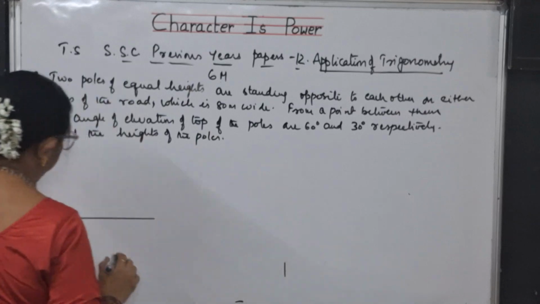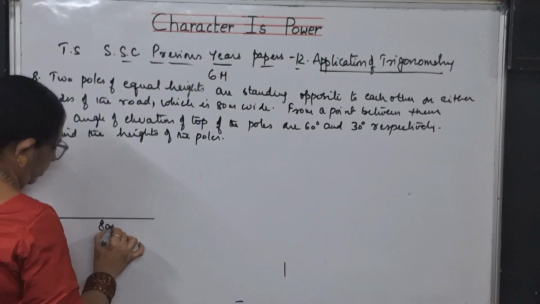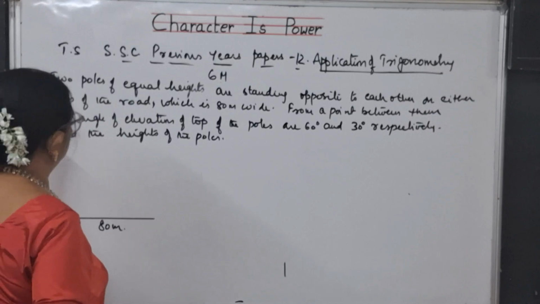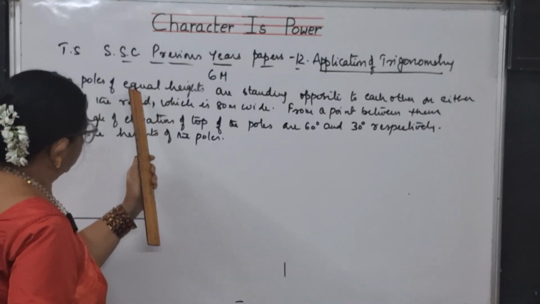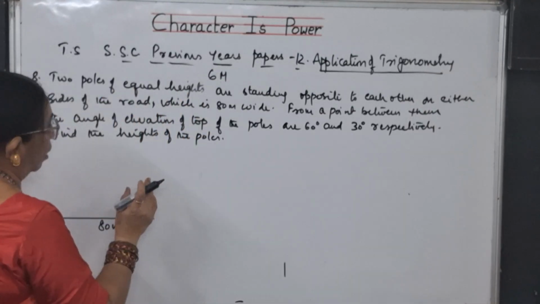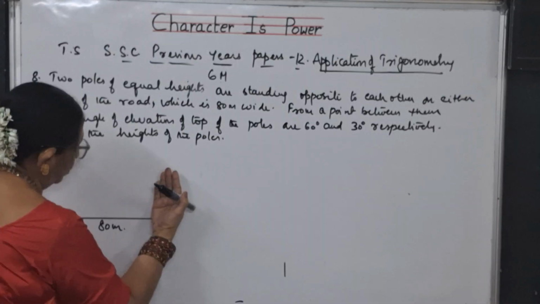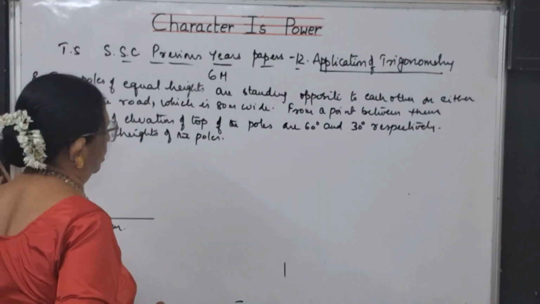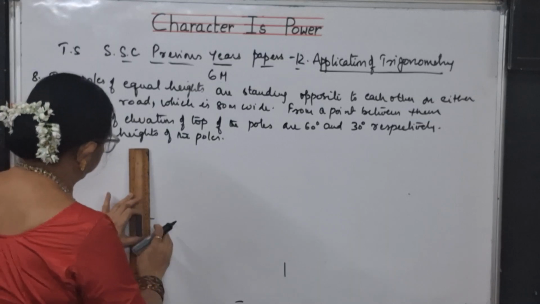So, let us consider this as a road 80 meters wide. Now, they said that there are two poles of equal heights on either side. So, one pole is here, one pole is here. But their heights are equal. Equal heights poles are there.